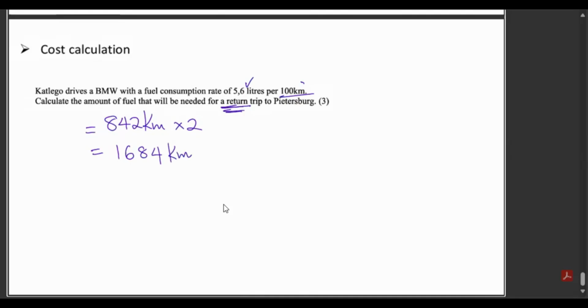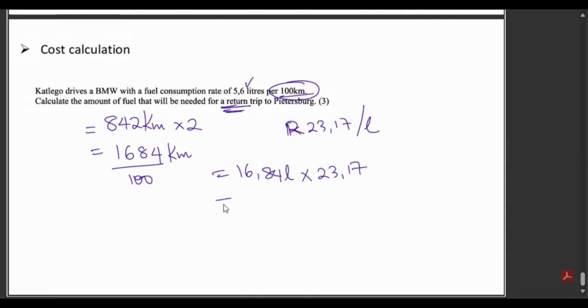But the fuel is measured per 100 kilometers, so we divide by 100. So we shall need 16.84 liters. So how much would it be if the cost is 23 rand 17 cents per liter? So what do you do? You come here, multiply by that, and you get the answer.